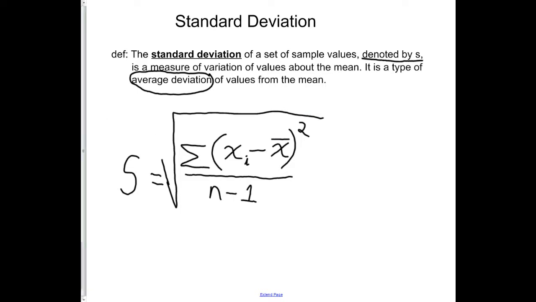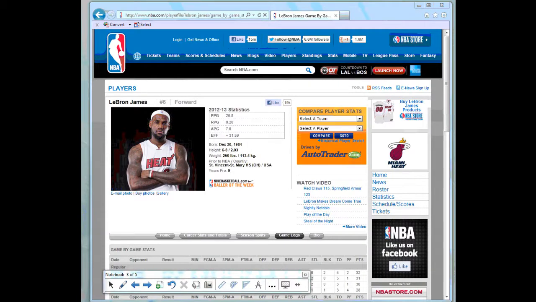Now let's see. Which data set do I want to use? I know. If you ever have been to the site NBA.com, on NBA.com you can actually find a lot of things.